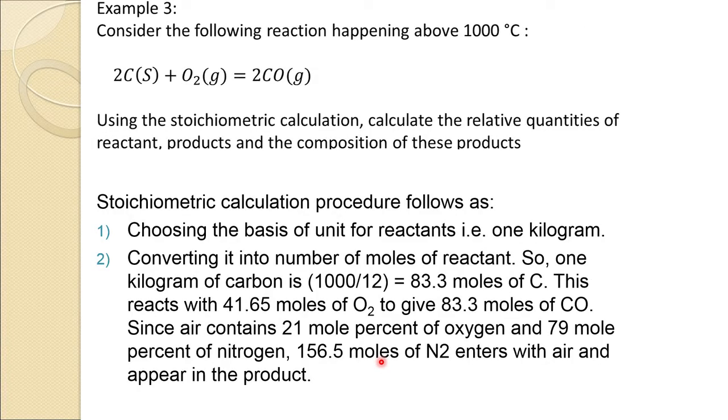Here is another example. So consider the following reaction, where carbon burning is occurring at 1000 degrees Celsius. So, using the stoichiometric calculation, calculate the relative quantities of the reactants, products and the composition of these products. We can always choose some sort of unit basis like we had chosen before, 1 mole. Now, if we choose 1 kilogram, converting it into the number of moles for reactants, 1 kilogram of carbon would be 83.3 moles. That is the normal way to convert it into moles. Similarly, you can convert the oxygen and CO also in terms of moles.